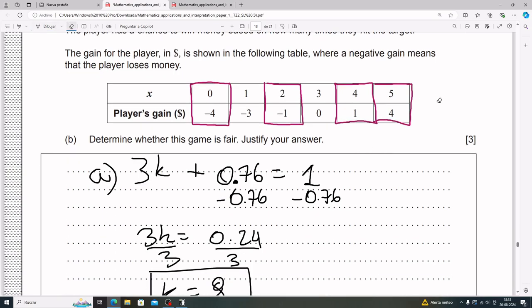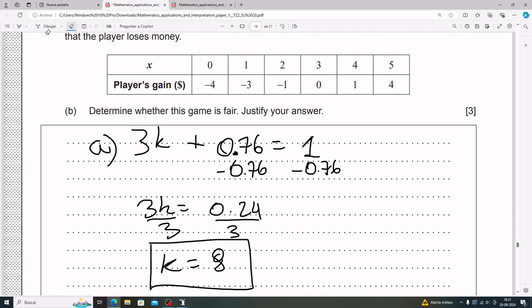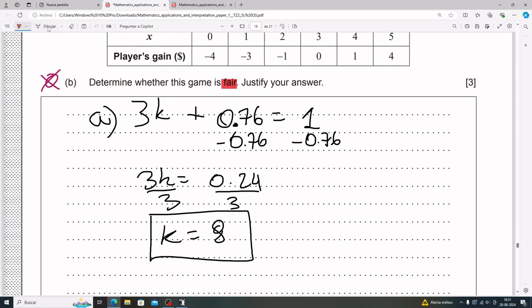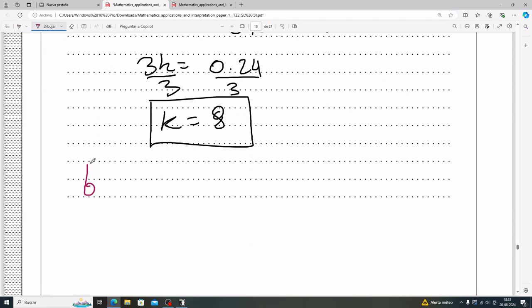And so for part B, we actually need to determine whether this game, and this is a huge, huge buzzword, we need to determine if the game is fair. Now, what do you think makes a game fair? A game is fair if your earnings equal your losses.